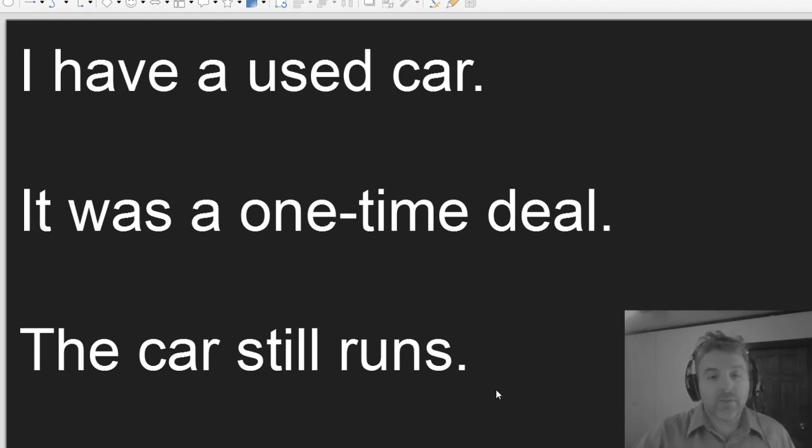The car still runs. And again, "the" refers to a specific car. And that's why we're using "the".